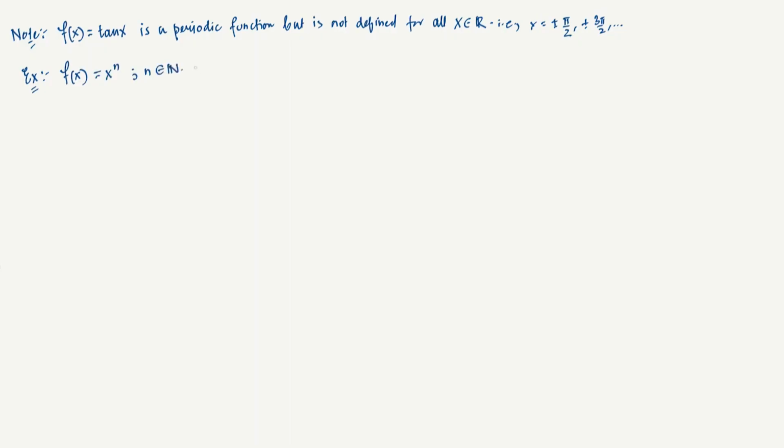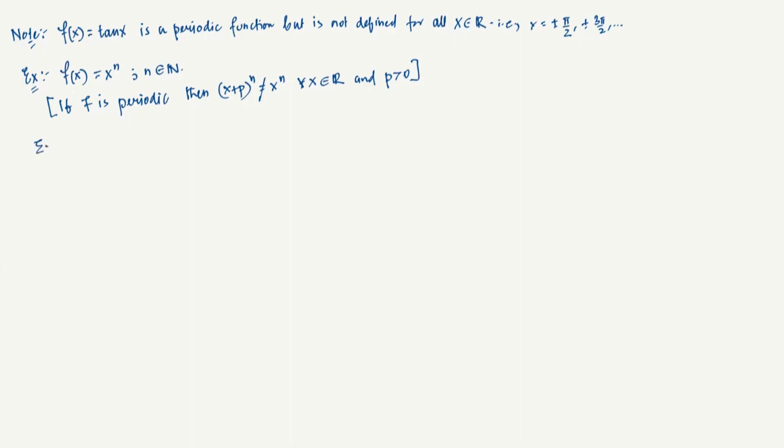Now you can show that it is not periodic, because if f is periodic, then f of x plus p, whole power n, has to be equal to x power n for all x in R, where p is positive, right? This is not possible, so it can't be periodic.